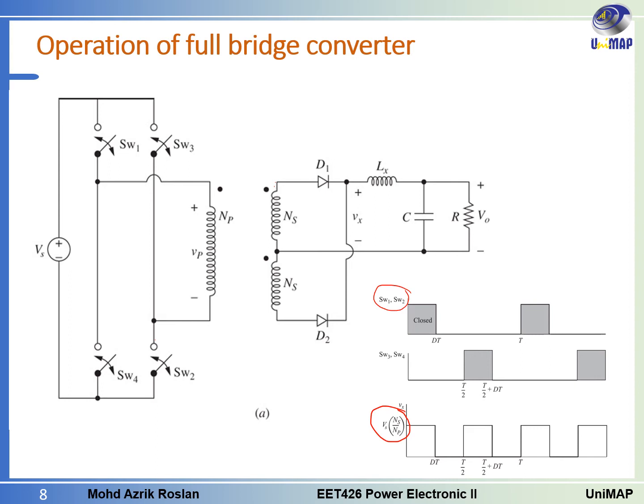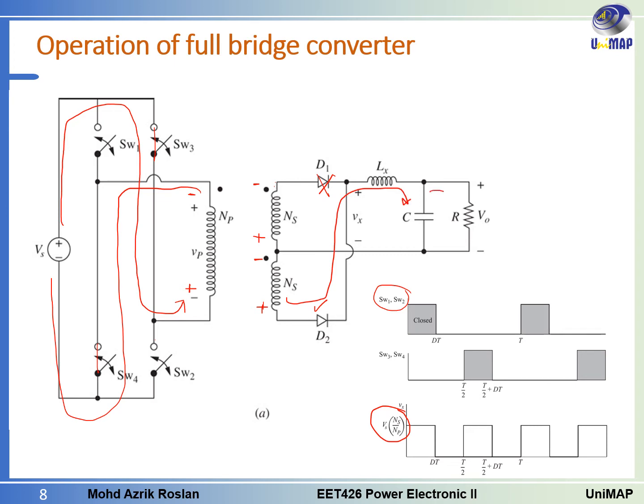When we have switch 3 and switch 4 close, we know that the current will go like this, coming to this point, and then go here to this point. When the current goes from here to here, we know that at this point it will be positive. The dot point will be negative. So this one negative, negative, positive and positive. Because we have the positive here at the anode, this one will turn on. Because we have the negative here at the anode, this one will turn off. And then the current will flow like this, supplying the capacitor and then the load.